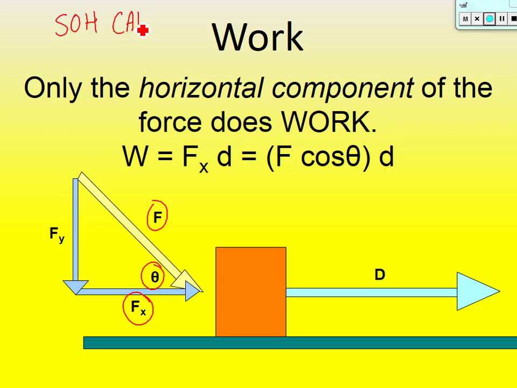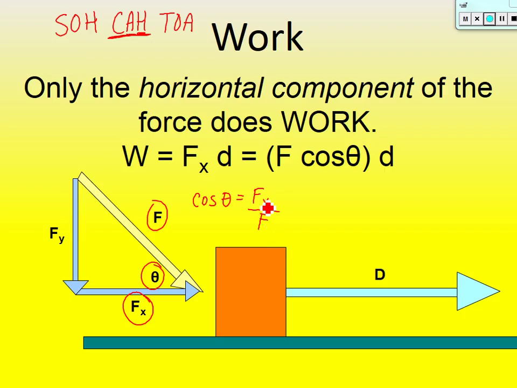So, SOH CAH TOA. If we want this side, which is the adjacent side next to theta, and we have the hypotenuse, we want adjacent and we have hypotenuse, we're going to use the cosine function. It's adjacent over hypotenuse. So here's how we do this. The cosine of theta is equal to adjacent, which is force in the x direction, divided by the hypotenuse, which is the force.